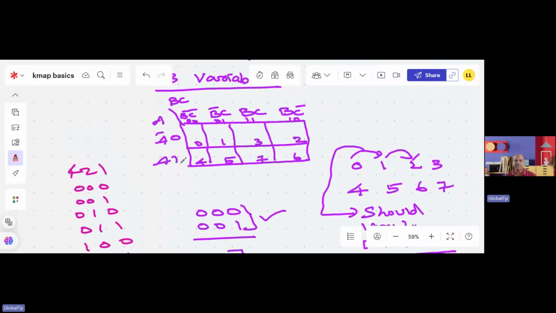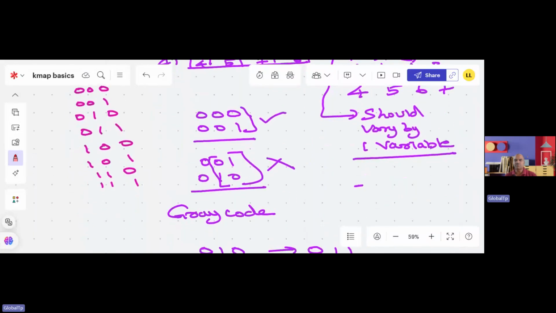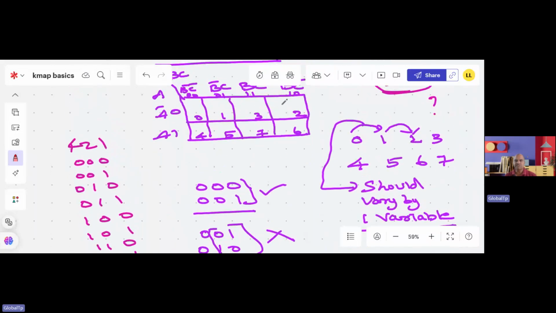If I write here A bar, A, B bar C bar, B bar C, BC and BC bar. If you look closely at the skeleton of the Karnaugh map, I have written 0, 1, and instead of 2, I am writing 3 and then 2. The numbers are reversed here. What is the reason for reversing these numbers? That is the question. As per the Karnaugh map logic, each and every adjacent cell should vary from each other by only one variable.